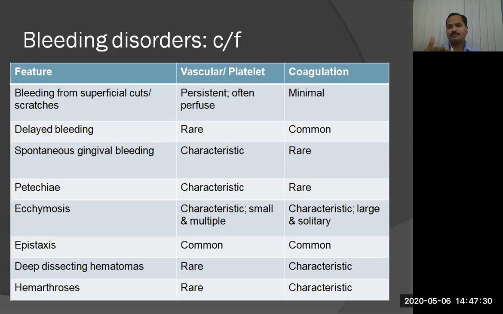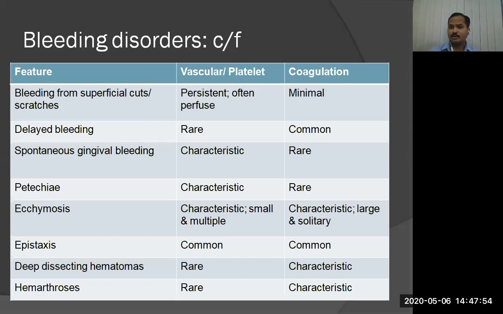If it is from superficial cuts or scratches, it is less likely to be a coagulation problem, more likely to be a vascular or platelet problem. If there is delayed bleeding, it is more likely to be a coagulation cascade problem. Spontaneous gingival bleeding is more common in vascular or platelet type problems.